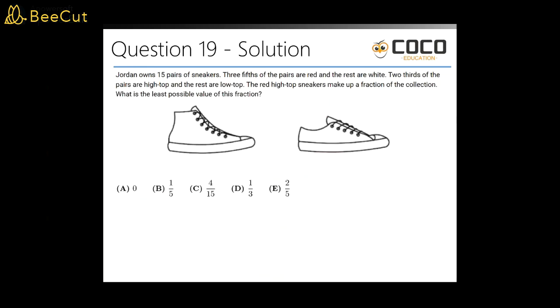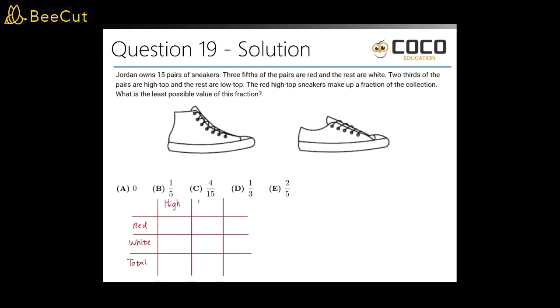Now, question 19. So let's draw a table. In terms of the color, we have red and white. Then the total. Then we have the high top and the low top. Then the total. In total, we have 15 pairs of sneakers. Total number is 15.